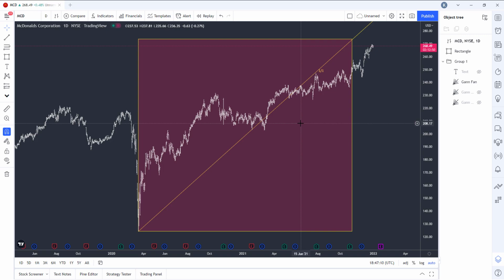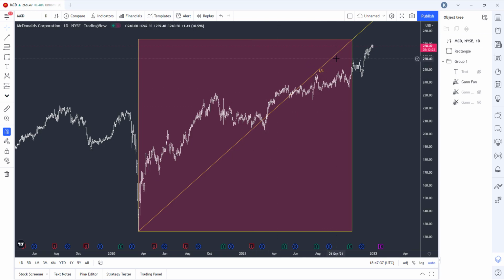Remember a rule, a straightforward rule. If a stock or commodity is above the 1 by 1 angle, it's bullish. There is no catch to it. It's directly bullish. And if it is below this angle, it's bearish for that time frame.